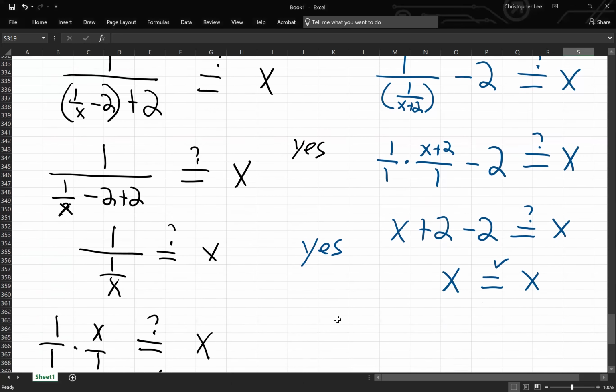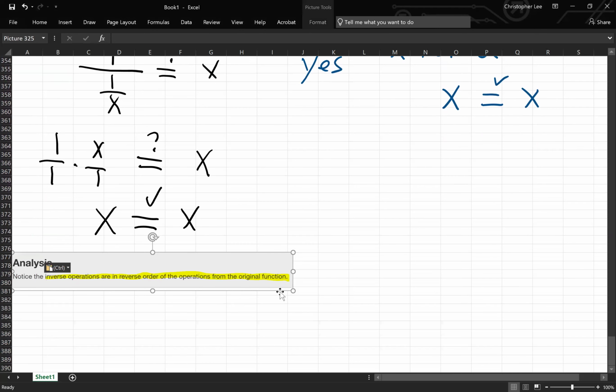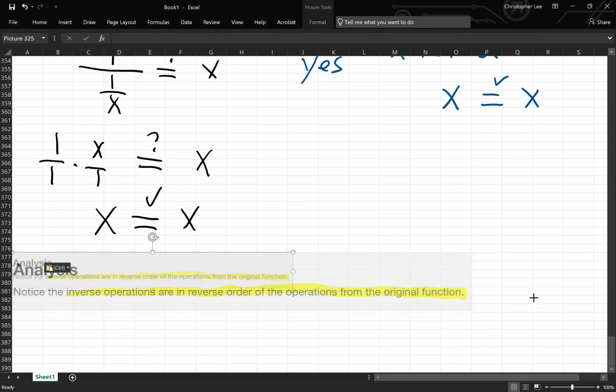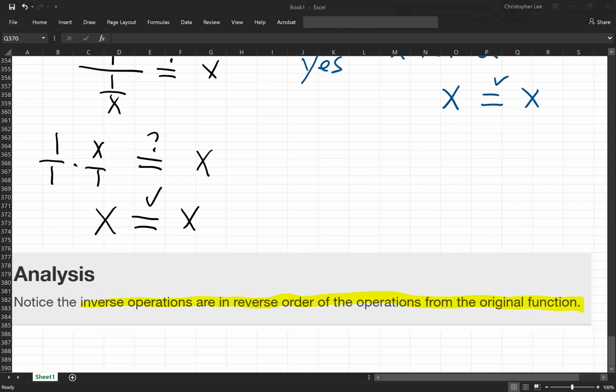Before we move on, just want to make a little special note real quick. All right, so I want you to notice that the inverse operations are in reverse order of the operations from the original function. All right, just wanted to say that. They're reversed. So you see like how I was able to do f composed with g of x, and I did g of x composed with f of x. That's what it means.